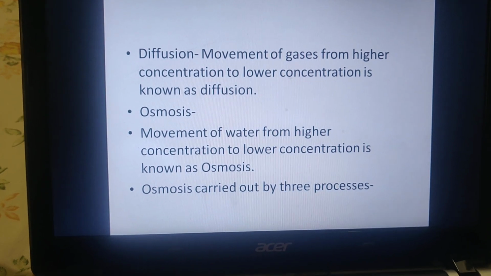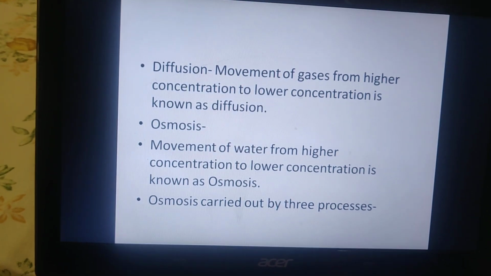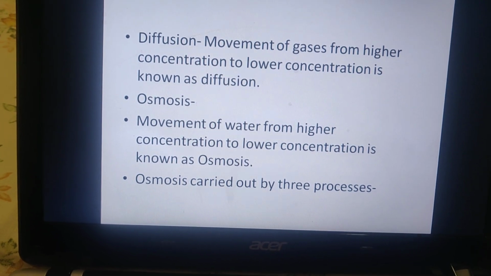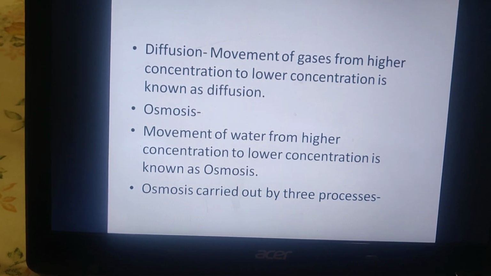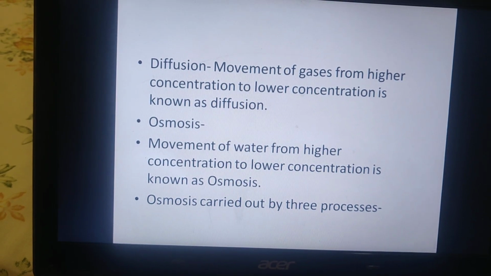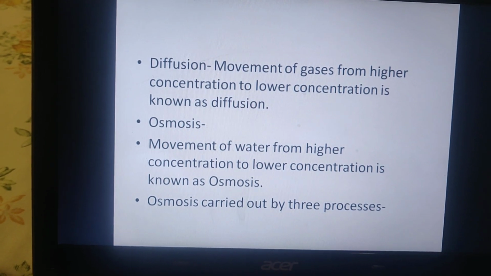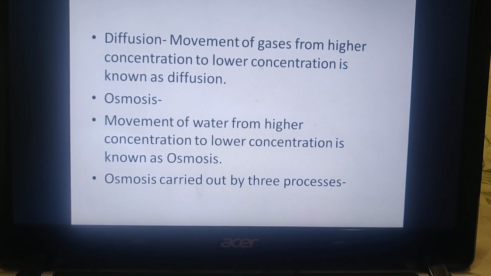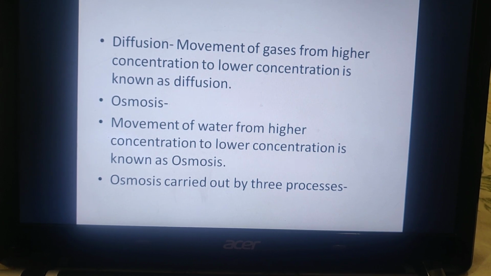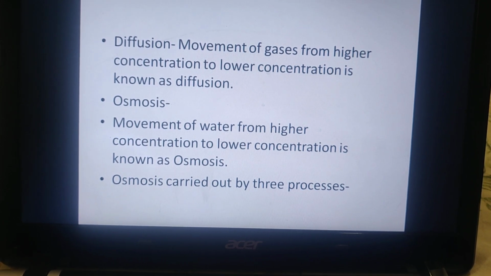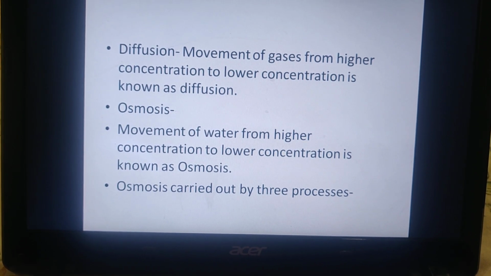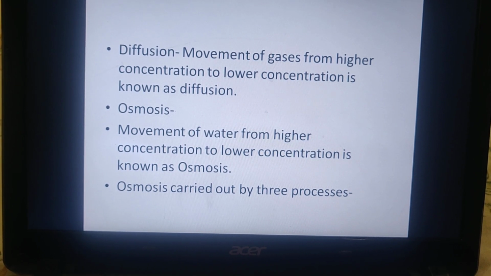Now the next term, children, is osmosis. What is osmosis? Diffusion means movement of gases. In the same way, osmosis is the movement of water from higher concentration to lower concentration. There is a difference between diffusion and osmosis, children. Diffusion is the movement of gases from higher concentration to lower concentration, and osmosis is the movement of water from higher concentration to lower concentration. Now we'll see in the next video how the osmosis process takes place.